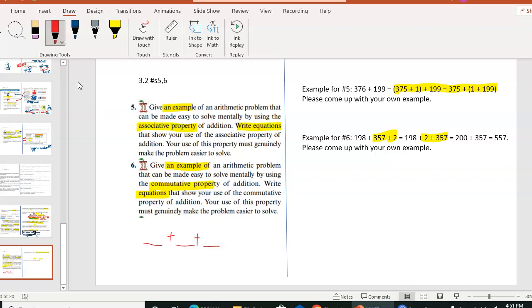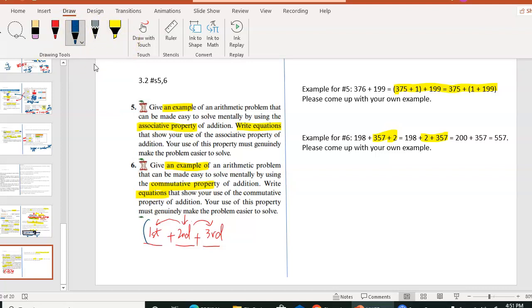The number in the middle, I guess I'm going to call it the first number and the second number and the third number. The second number in the middle, you can add it with the first number, or you can add it with the third number first. So there are 2 ways you could do. Either way will give you this answer.